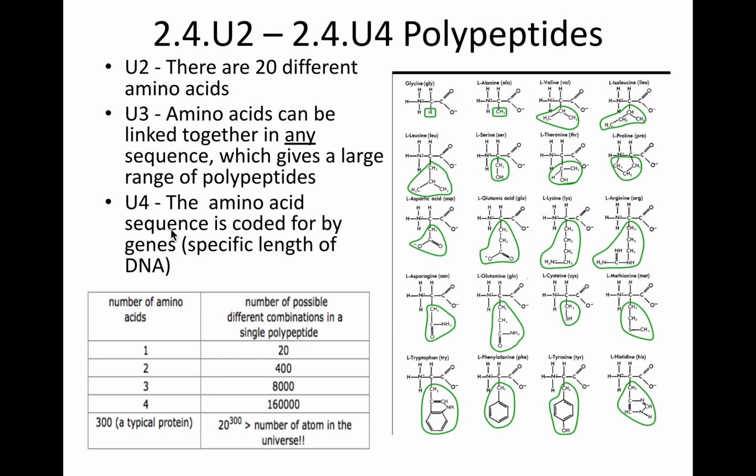So the amino acid sequence is coded for by genes. Remember it's actually DNA, because genes are specific lengths of DNA. They're a code, so it could be up to, let's say, 200 bases or longer, and that is called a gene, and that gene codes for a certain trait or protein. So let's say that the length of DNA or this gene is for eye color, and it's going to then lead to an amino acid chain that makes the proteins in your body to make your eye color, like blue or brown.